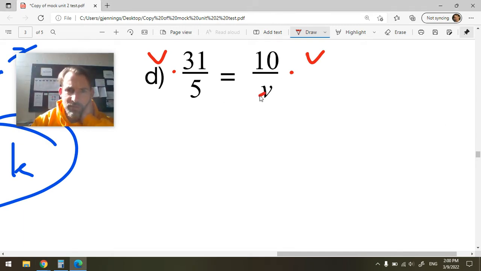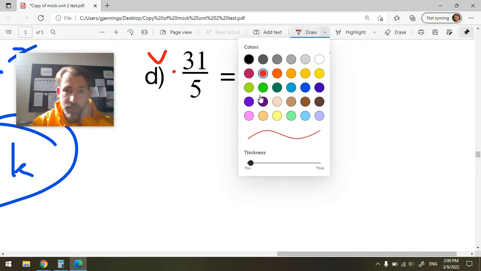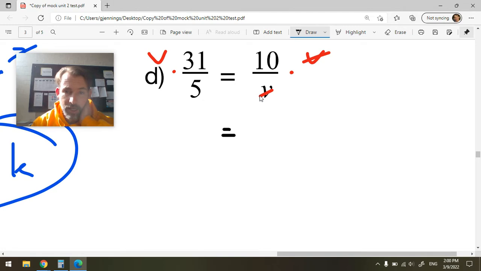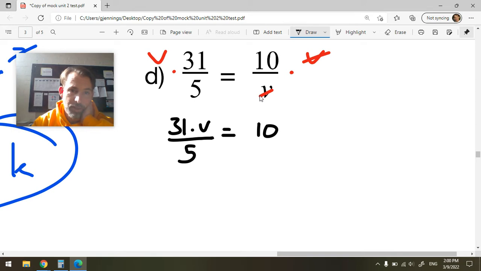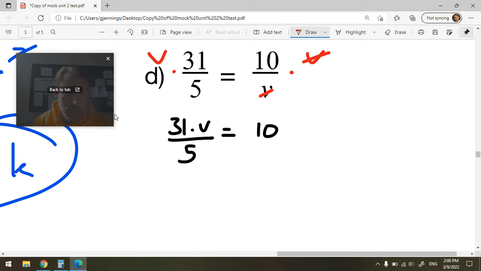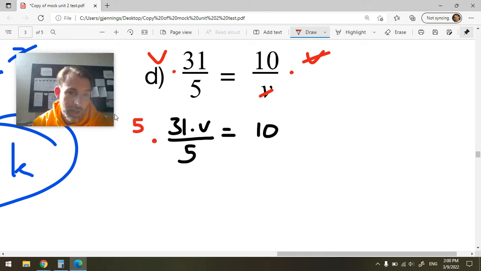So this v on the bottom cancels that v on the top, and I'm left with this as my next line. It's going to be 10 is equal to 31 times v divided by 5. This is just this multiplied by v. Now, I don't want to divide it by 5 and then multiply it by 31, which is what this fraction is telling me to do. It says divide v by 5 and then multiply it by 31, and you'll get 10.